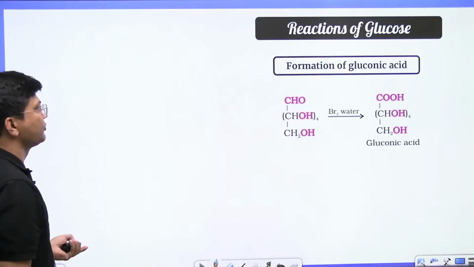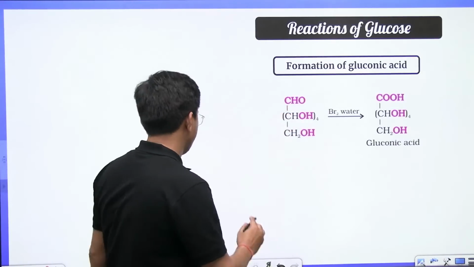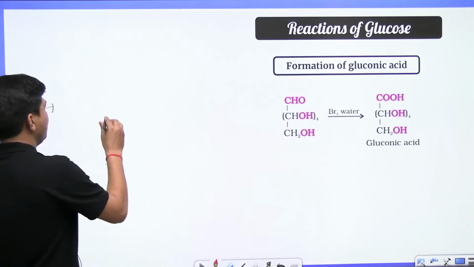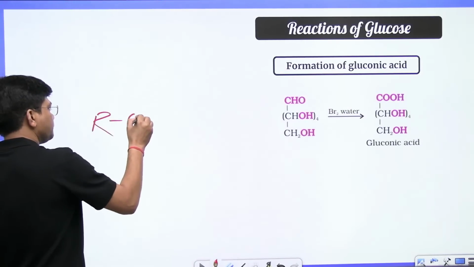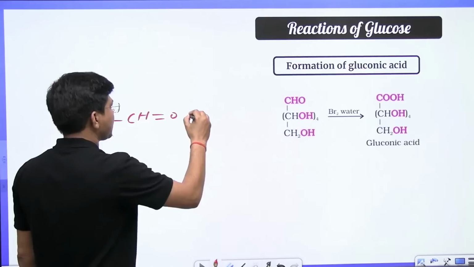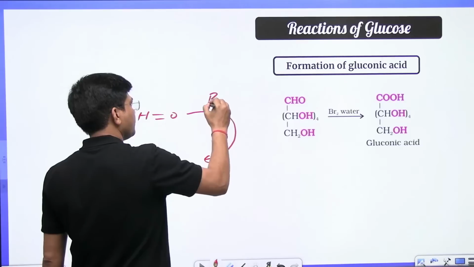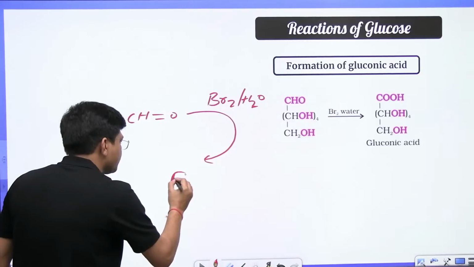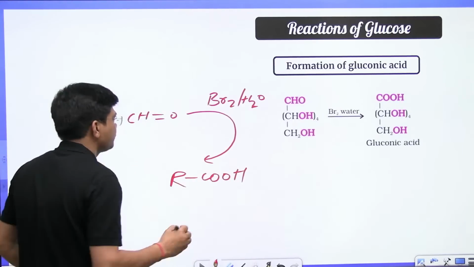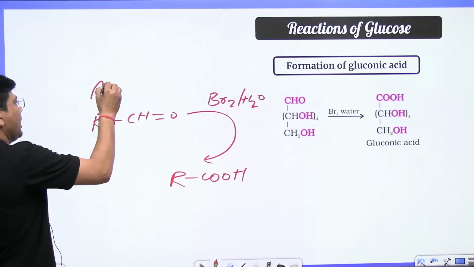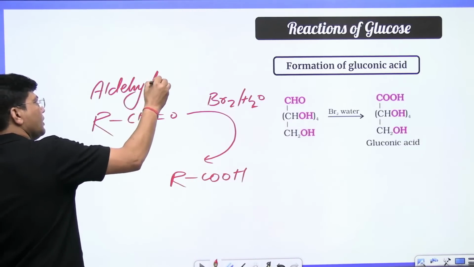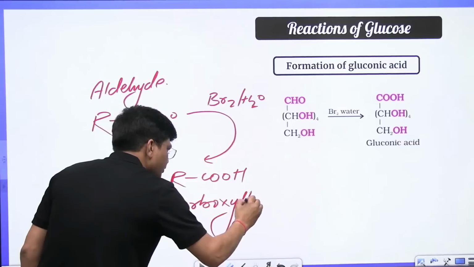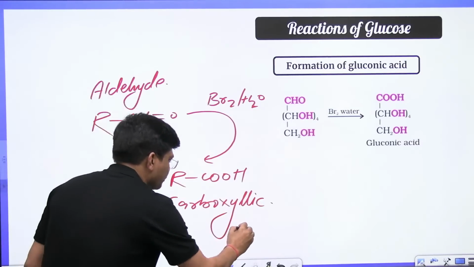That's really awesome. Now, formation of gluconic acid. See how this reaction is going to proceed. Everyone just try to find out. If I am provided with RCHO, and if I am reacting with bromine water, Br2 water, this RCHO will convert into RCOOH. That means the aldehydic part is getting converted to carboxylic acid. This you have studied in the aldehyde and ketone chapter.